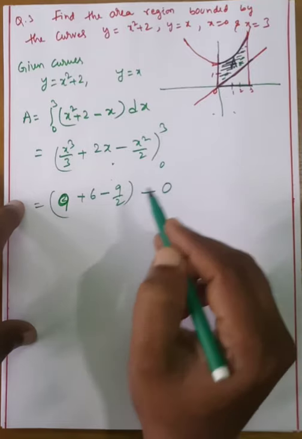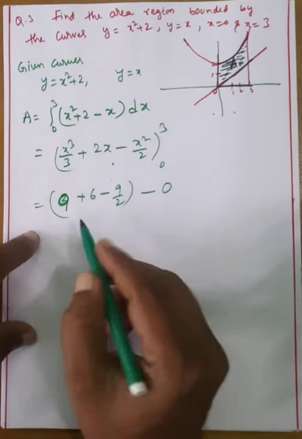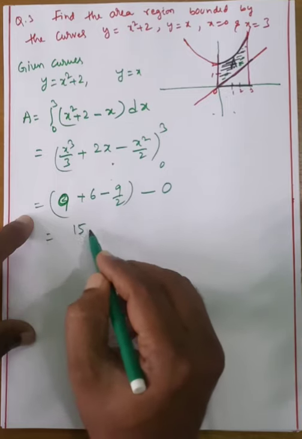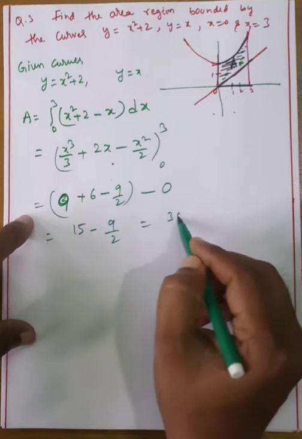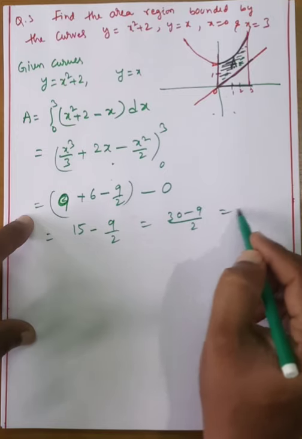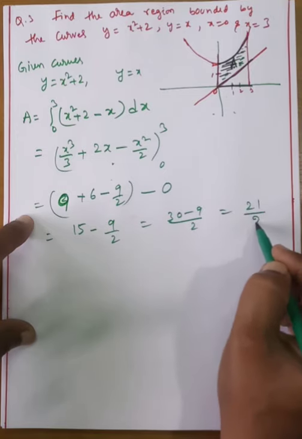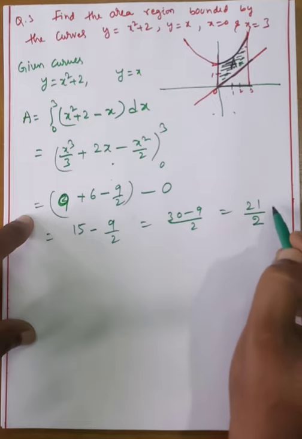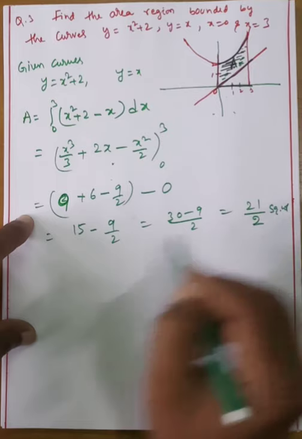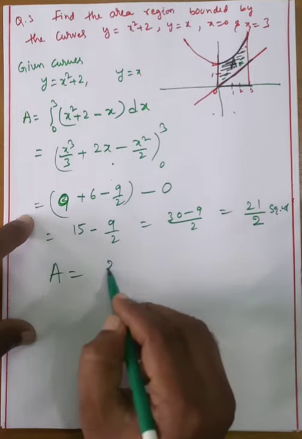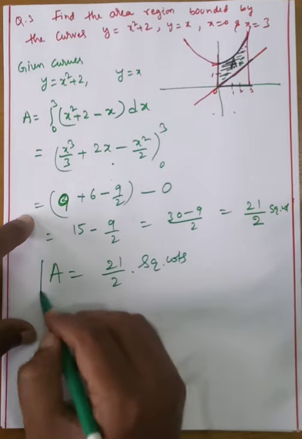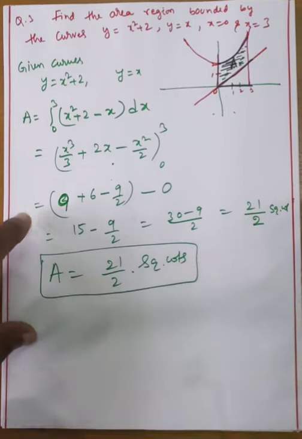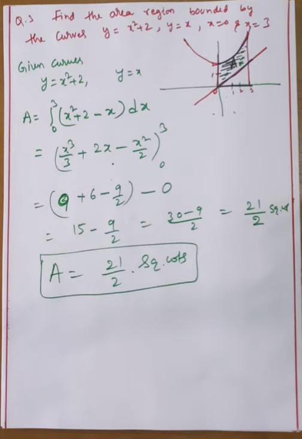Lower limit 100% 0. Okay. 15 minus 9 by 2. 30 minus 9 by 2. That equals 21 by 2 square units. Now area is equal to 21 by 2 square units. Very simple problem, my dear students. In this way we will do the problems.